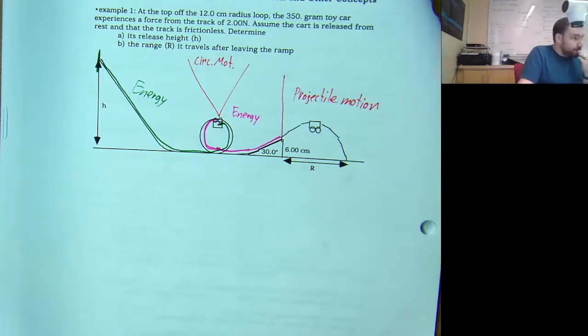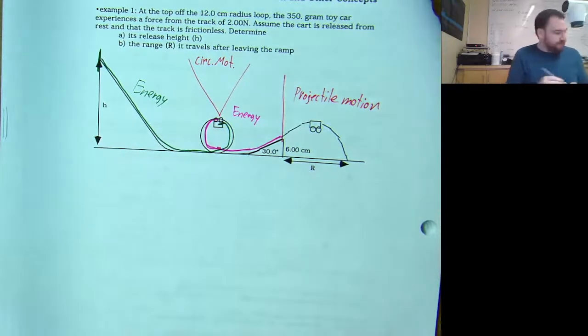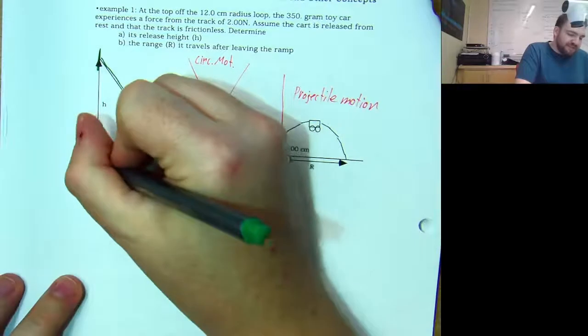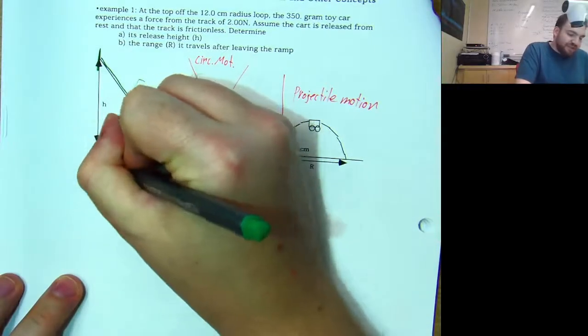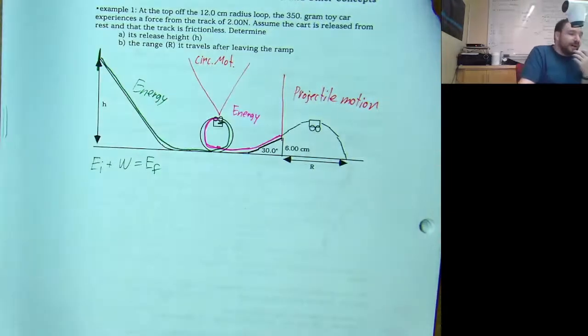Sorry? What's the first portion of the question that we're going to deal with here? This energy? Okay, so you want to deal with that first. Energy says energy initial plus work equals energy final. What kind of energy is present at the beginning?